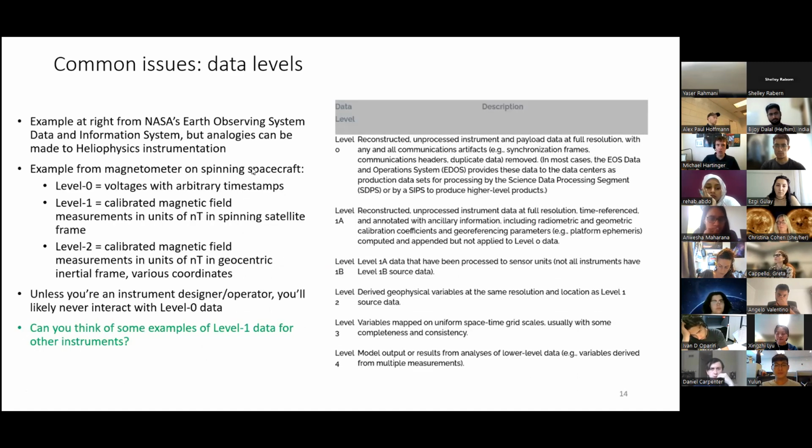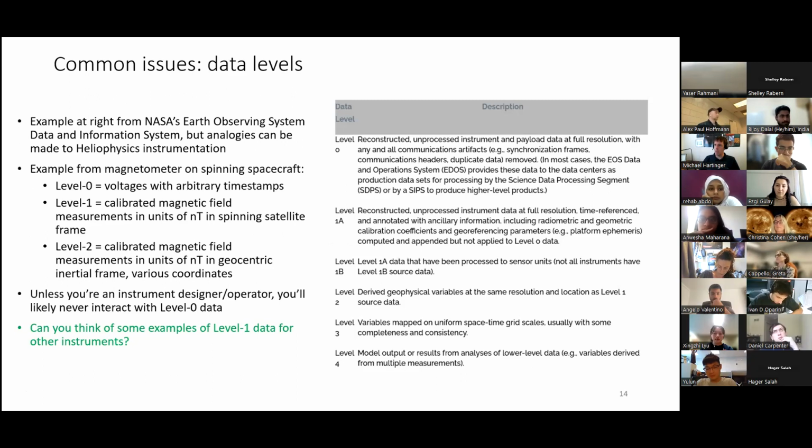So that's one example. Another example, which I couldn't find a rigorous definition of, is data levels, but I did want to introduce that concept because it's very important when you're grabbing data from any mission, like on NASA's website or other websites. It's not just NASA, other space agencies use data levels too.